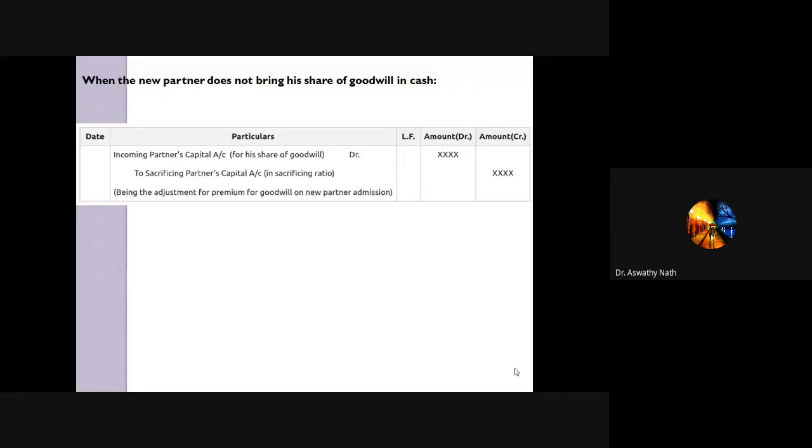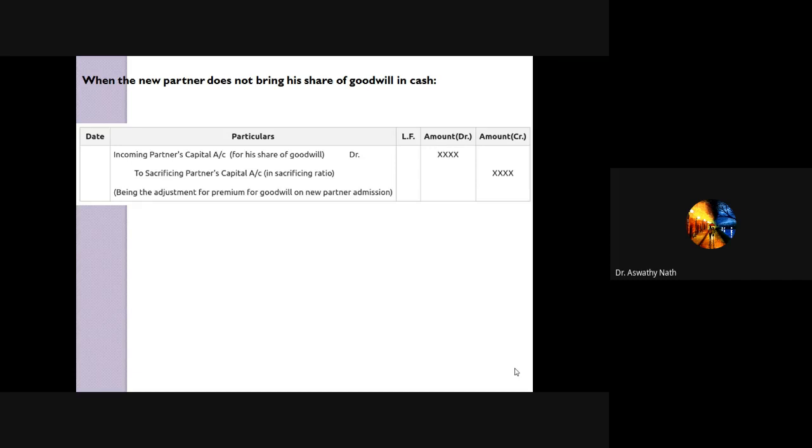So another case is when the new partner does not bring his share of goodwill in cash. There are certain cases where the new partner is not able to bring his share of goodwill in cash. In that case, we debit the incoming partner's capital account and credit the sacrificing partners' capital accounts in their sacrificing ratio. Okay, so this journal entry is also important.